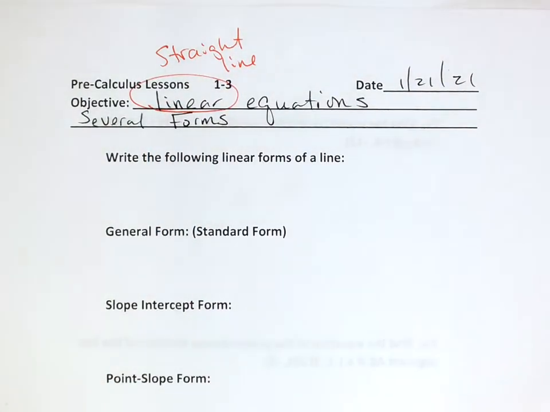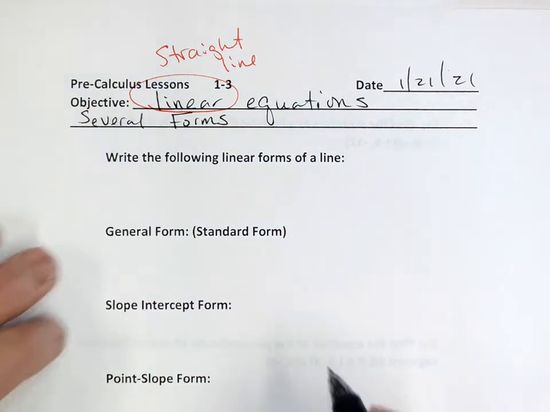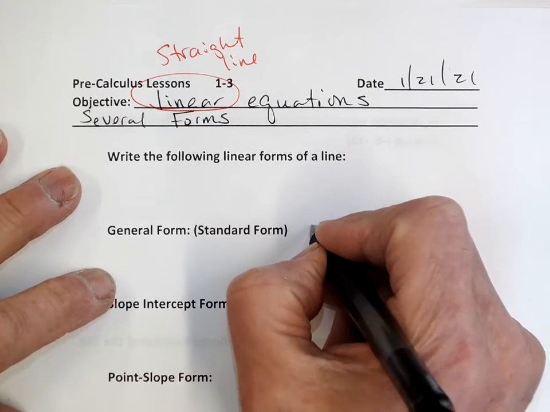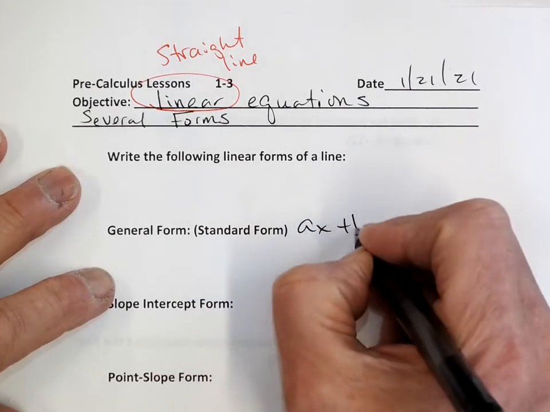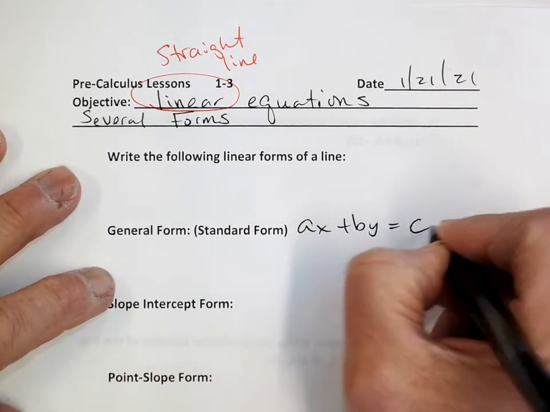We've talked about parabolas, those are curvy. We've talked about polynomials, those are curvy, right? But if it's a linear, it really is a straight line, okay? So, first of all, the general form, okay? So the general form is some ax plus by equals c. That's general form.